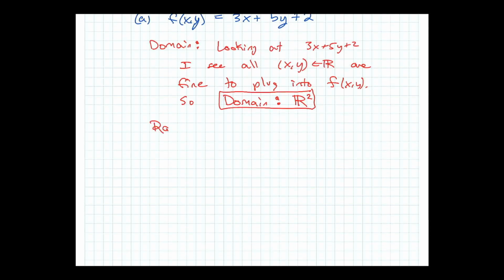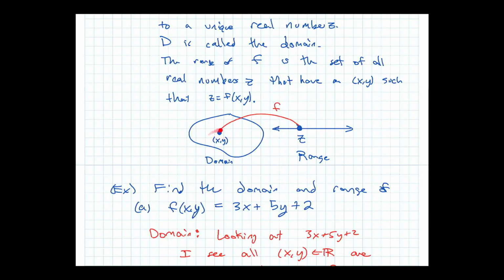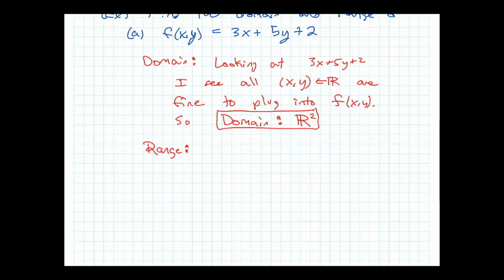And for the range, basically the range is all of the possible outputs, right? So you have your domain, which for us is all of R2, you apply your function and you get real numbers. Now you don't necessarily get all real numbers. Sometimes you only get some real numbers. So basically what you want to do is look at this function and figure out what kind of outputs this function would have. And it doesn't take too much to see that actually all real numbers is going to be the range. And here's one way to show that all real numbers is the range.